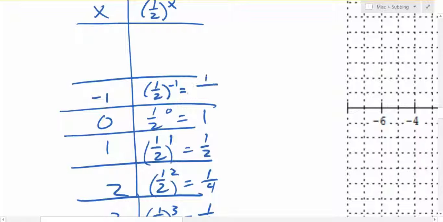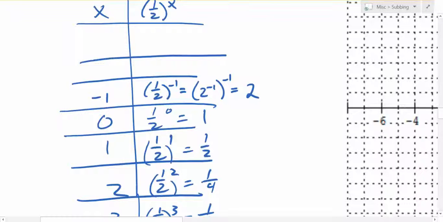It's 1 over, or what's another way to write? Let's do it this way. I like this instead. 1/2 is 2 to the -1. What's 2 to the -1 to the -1? It's just 2 because you multiply the powers. So that's 2. What do you do with -2? Well, that's 1/2 to the -2, which is the same thing as 2 to the -1 to the -2, which is 2 squared. And that's equal to 4.